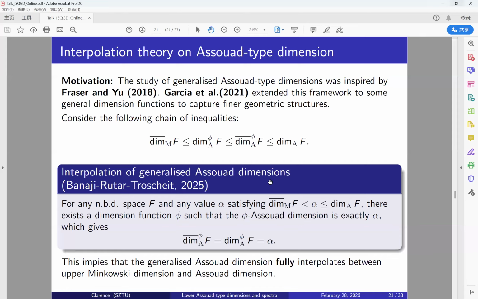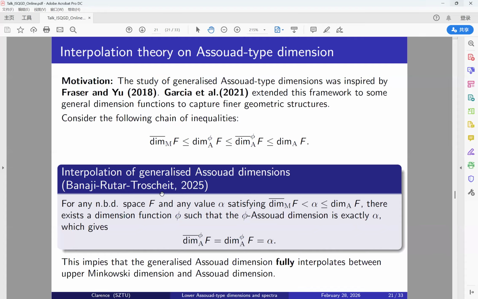And the interpolation of the Assouad-type dimension, the study of the generalized Assouad dimension, was inspired by John and Han in 2018. Also, Ignacio Garcia et al. extended this framework to some general dimension functions to capture finite geometric structures. And in the general chain, the upper box dimension will be smaller than the phi Assouad dimension, smaller than the upper phi Assouad dimension, and smaller than the Assouad dimension.